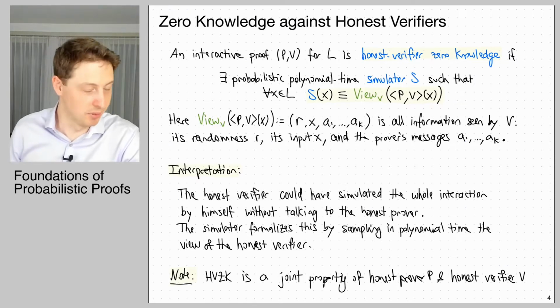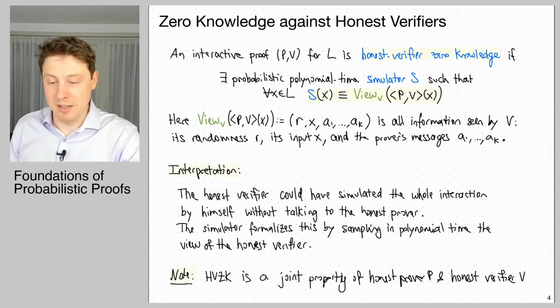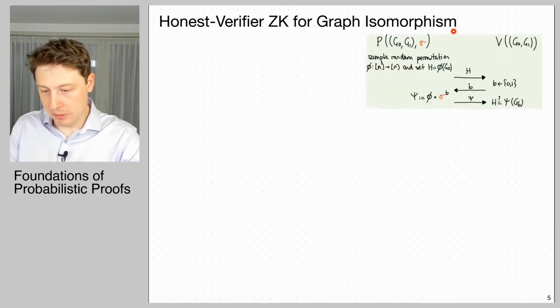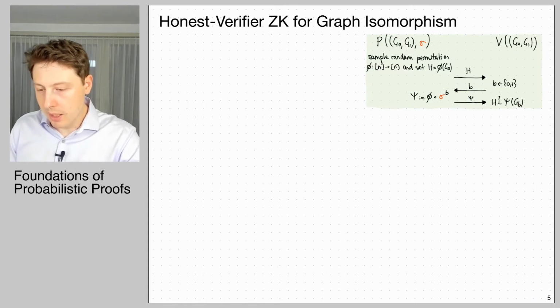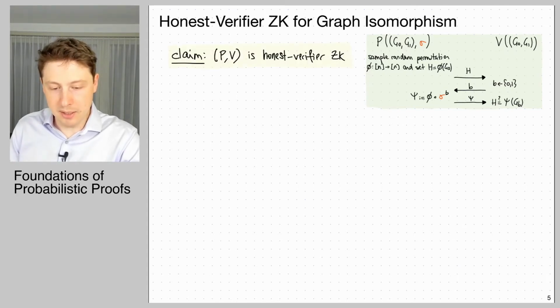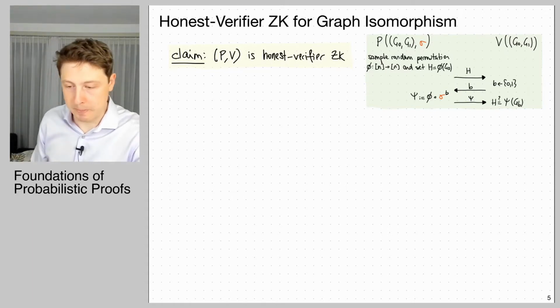Okay, so in that case, now that we have down a definition, we saw an example. Let's see if that example meets this definition. Let's prove that this protocol from the previous slide, which we have already established is an interactive proof for graph isomorphism, indeed satisfies the property of honest verifier zero-knowledge.